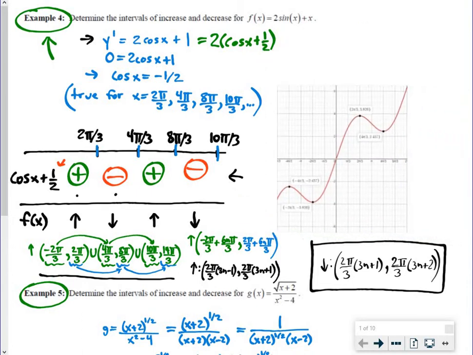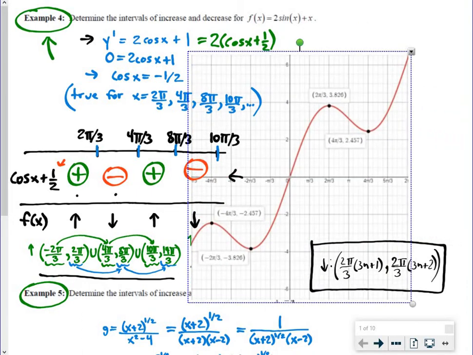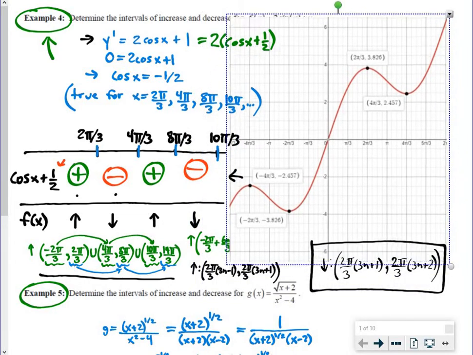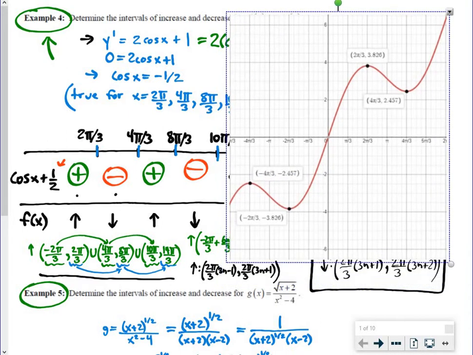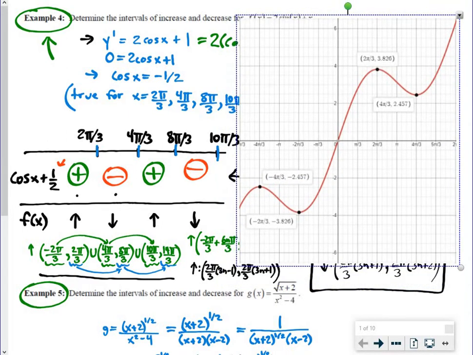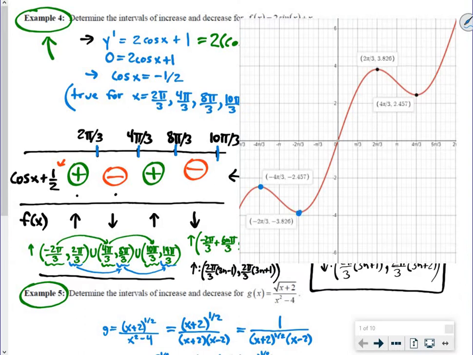Here we go. So here's the graph. Then you can test out your rules with n. Try n equals 1 or n equals 2, and you should be able to reproduce these intervals of decrease. So we're decreasing from there to there, from there to there, and so on. And it happens in a very predictable way. Okay, so that's it for that one.